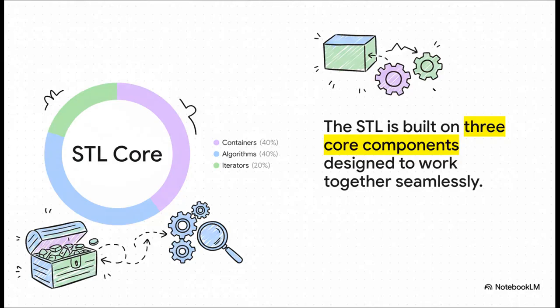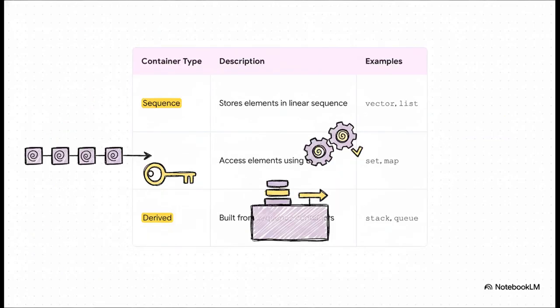So, how does this whole thing work? Well, the STL is really built on 3 main parts that all play together perfectly. You've got containers to hold your data, algorithms to process that data, and iterators, which are the bridge connecting the two. First, you have your containers. These are basically just what they sound like. They're objects designed to hold your data. You have sequence containers like vector, which is kind of like a smart, flexible array. You've got associative ones like map for key-value pairs, and even derived ones like stack and queue.